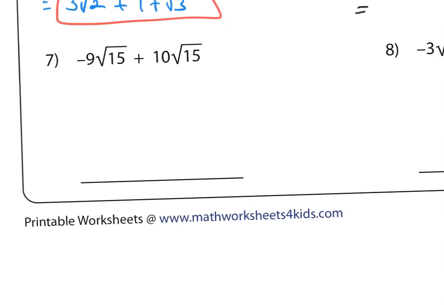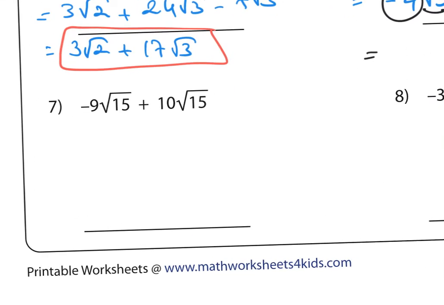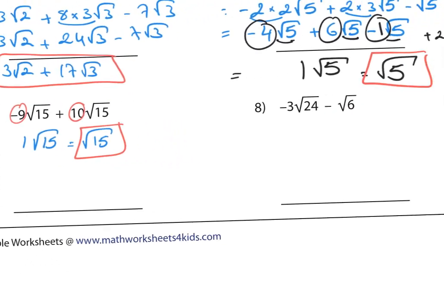All right, so number 7, we have negative 9 square root of 15 plus 10 square root of 15. Well, this is straightforward, because we're just going to combine negative 9 with 10, and that's going to be 1, because negative 9 plus 10 would be 1. Square root of 15 here, and the answer is just square root of 15. So this is easy.